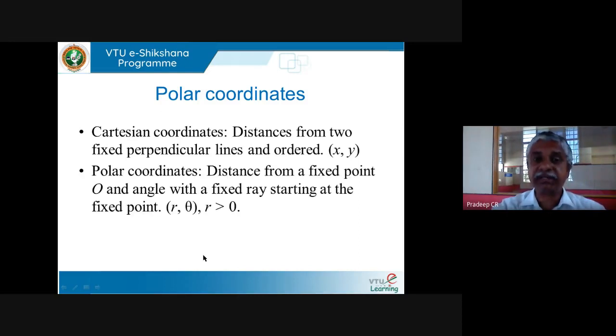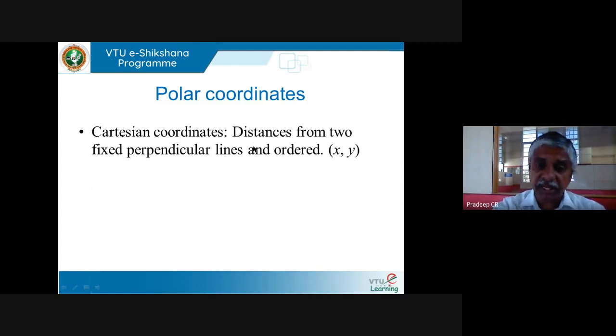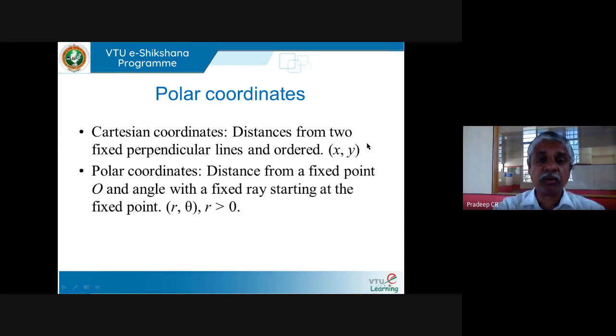Now what I'm interested in is something else, which is called polar coordinates. Basically, Cartesian coordinates are two real numbers. Remember this. If you give me two real numbers, I have given a point in the Cartesian plane. Now also I want to give you two numbers, but I want to specify the point in a different way.